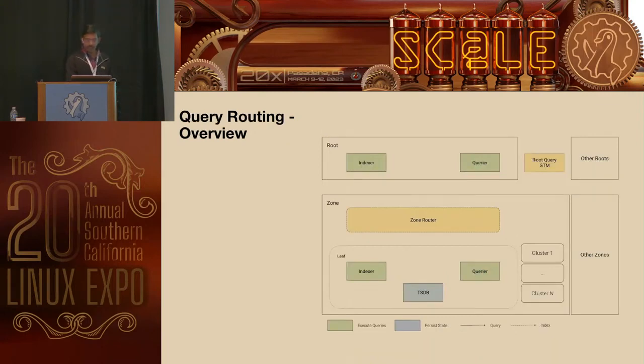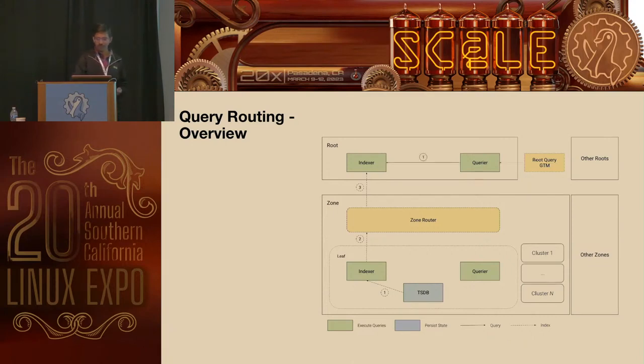And so we already talked about the path on the left side, where whenever a new series appears, the leaf has all the hints that are required. And from there, it gets propagated to the zone. And from there, it gets propagated to the root.